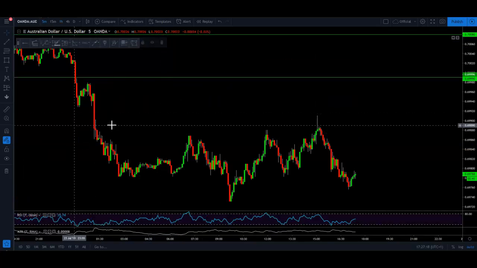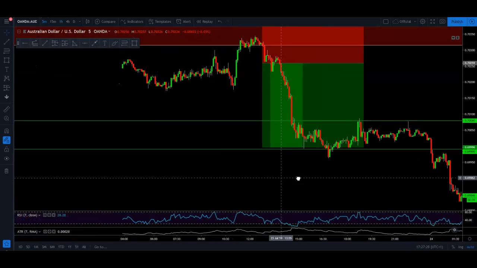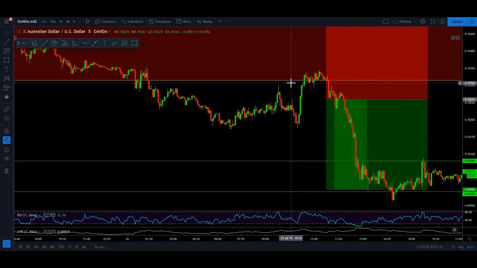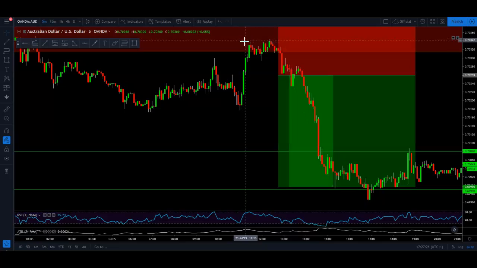So on the 5-minute, was there a potential entry here, right? Well, what do we have? So we've got an actual double top here. So you've got a double top on the 5-minute, right?